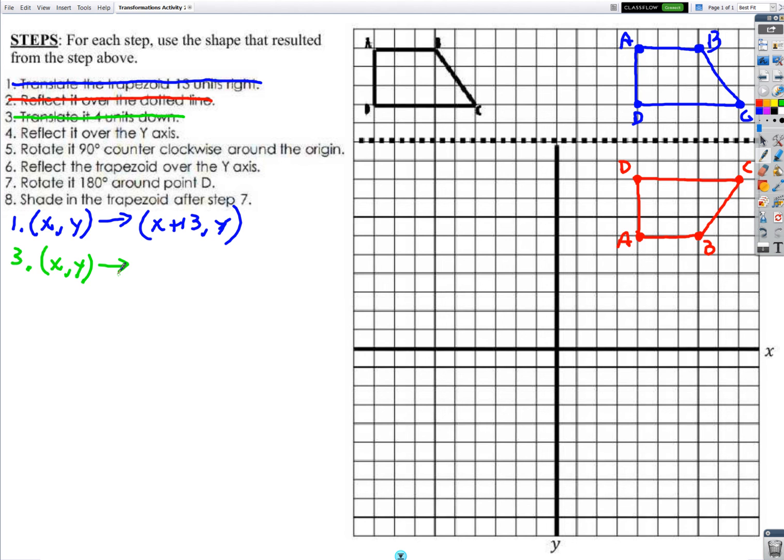Skylar? How would I write that rule on number 3 in arrow notation? Coordinate notation. I want to go 4 units down. I did the first half for you. X comma Y. Andrew, do you know?